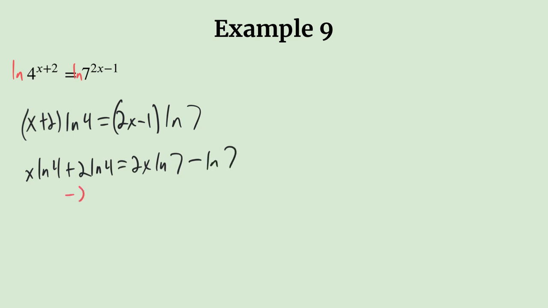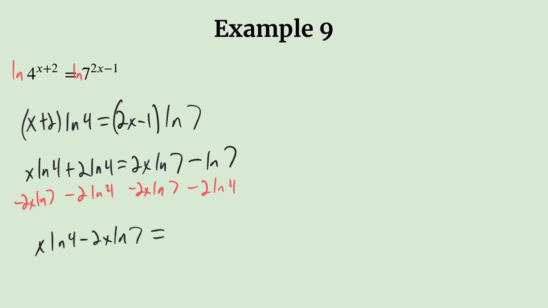I'm going to subtract this 2 ln of 4 from both sides. And I'm going to subtract this 2x ln of 7 from both sides. That way I can get my x's on the same side and then factor. So x natural log of 4 minus 2x natural log of 7 equals natural log of 7 minus 2 natural log of 4. Factor out the x over here.